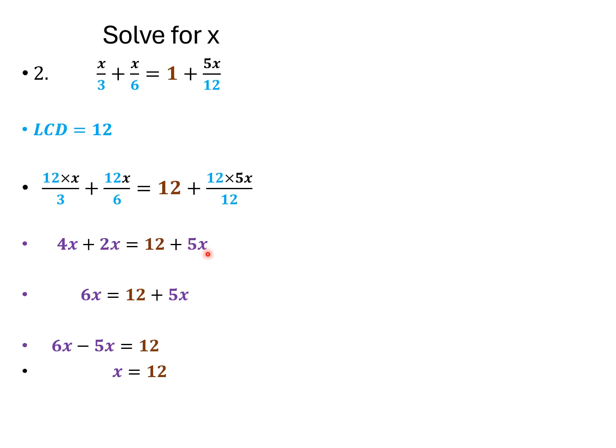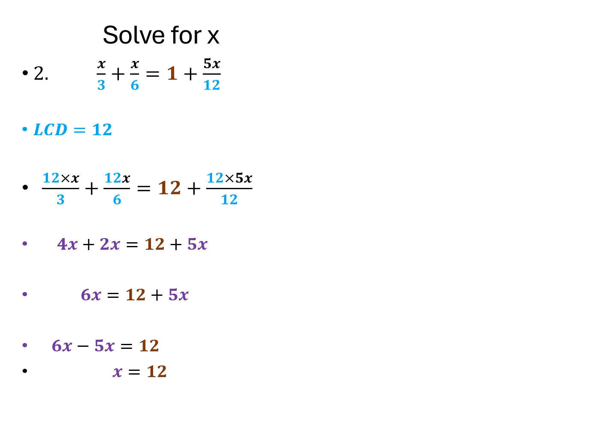Right, so if I take all my x's to the same side, 4 plus 2 gives me 6. Plus 5 comes over, 6x minus 5x equals 12. 6 minus 5 gives me x, 1x, so x equals 12, and there we've solved for x.